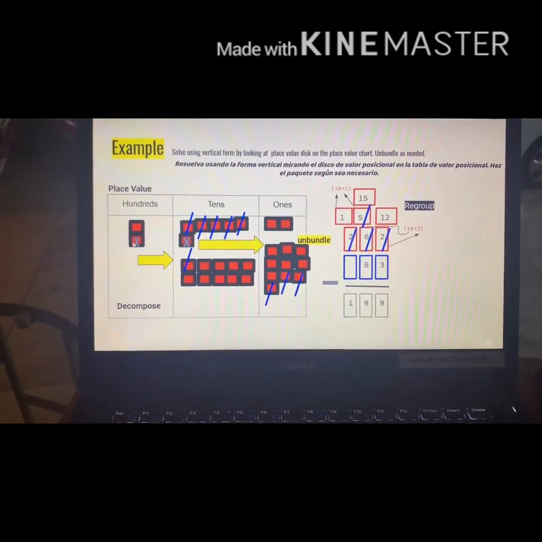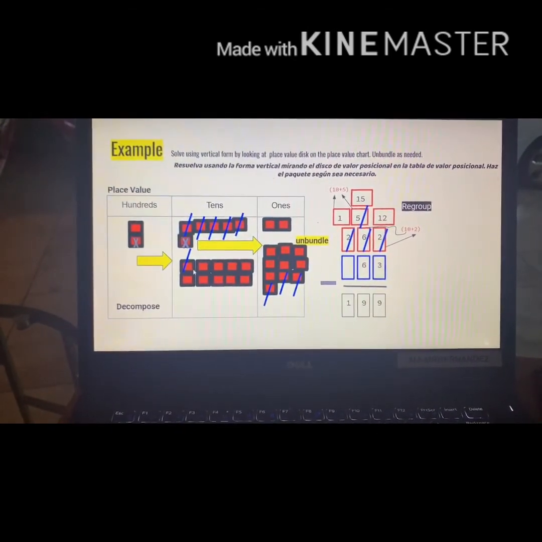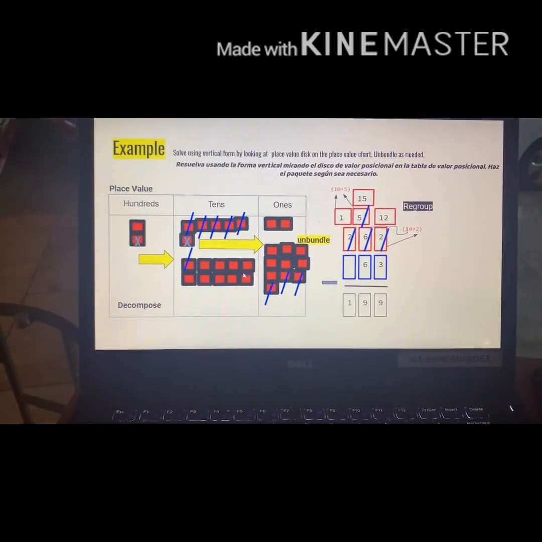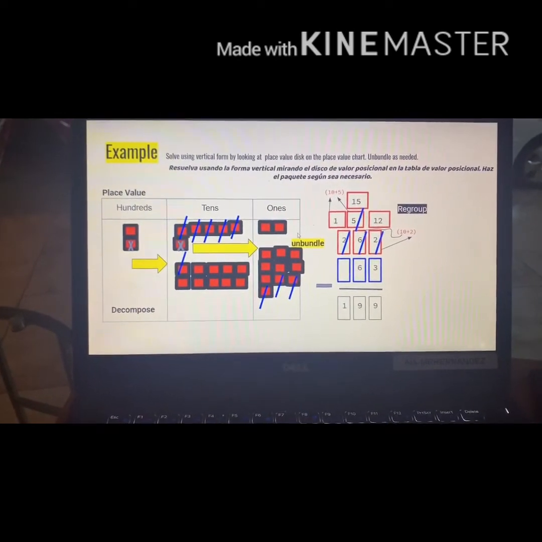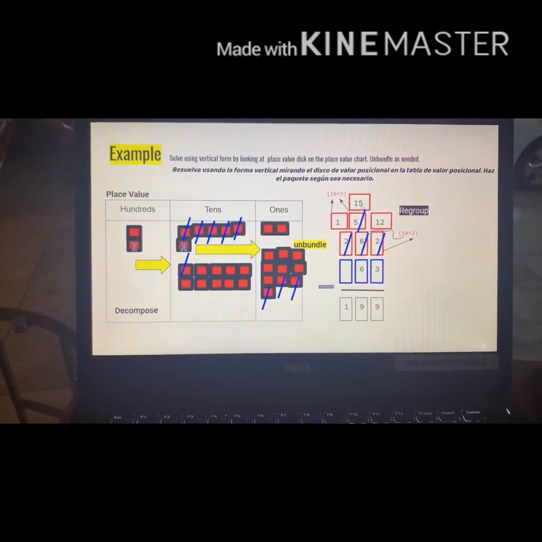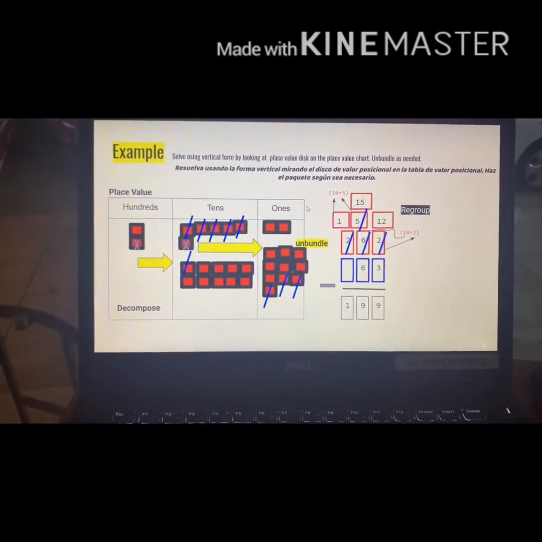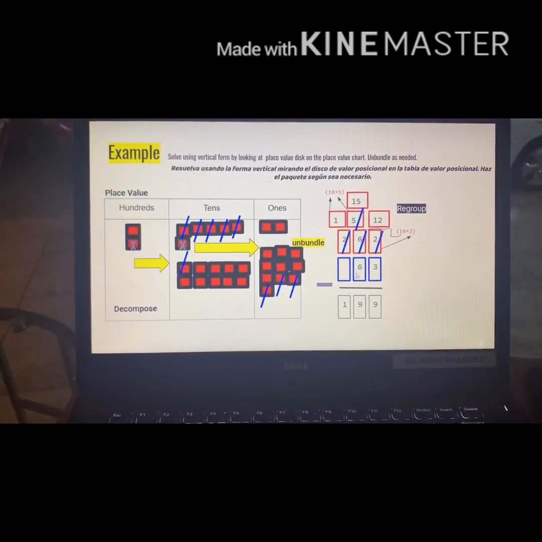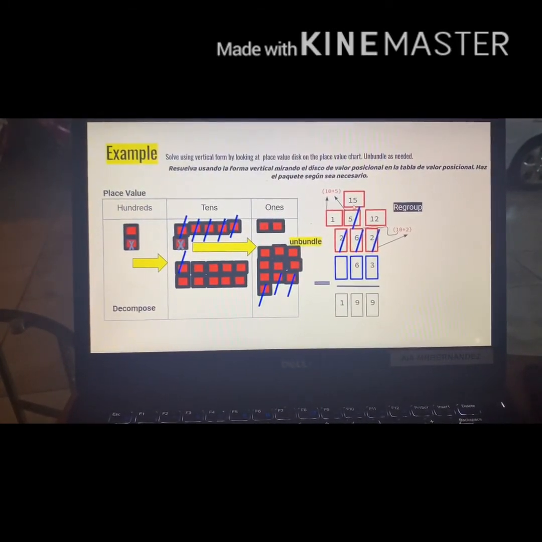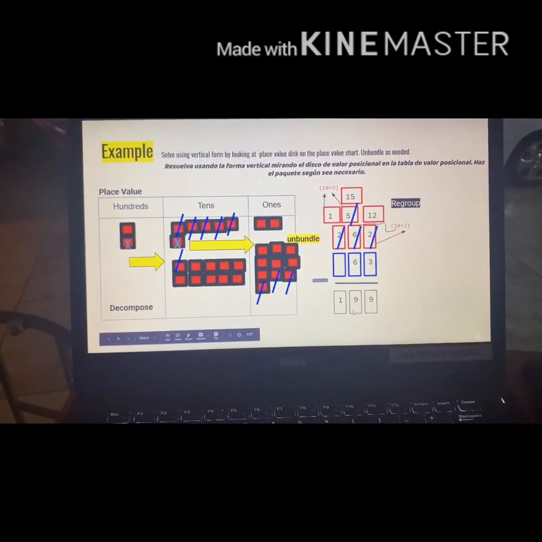So we X out 100, we unbundle and decompose how many tens? 10 tens. So we're going to do 10 plus 5 gives us 15, because we have 15 now all together. Now can we take away the 6 tens from the 15 tens? Yes, and that gives us 9.